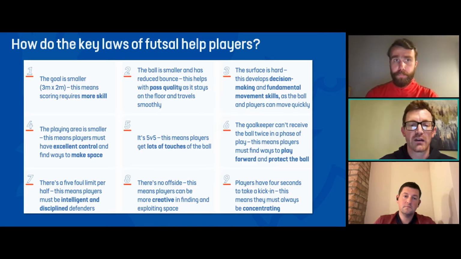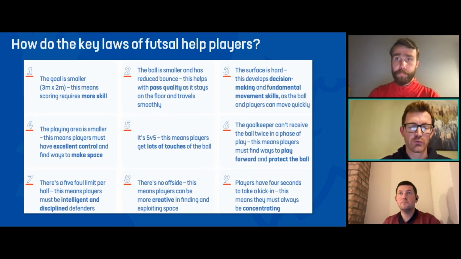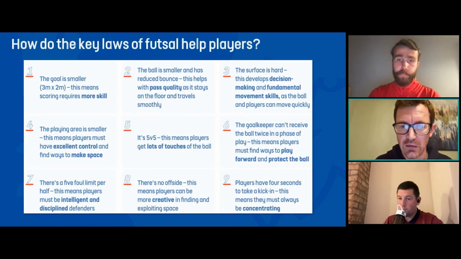But a really interesting one is probably number 6 in relation to the goalkeeper. So the goalkeeper can only receive the ball once in a phase of play. So, for example, it's a goal clearance. If the ball's been shot wide, I would distribute the ball with my hands. So I might roll the ball to Ash, my teammate. He can't play that back to me now. He can't play that back to me until the opponent has touched it.